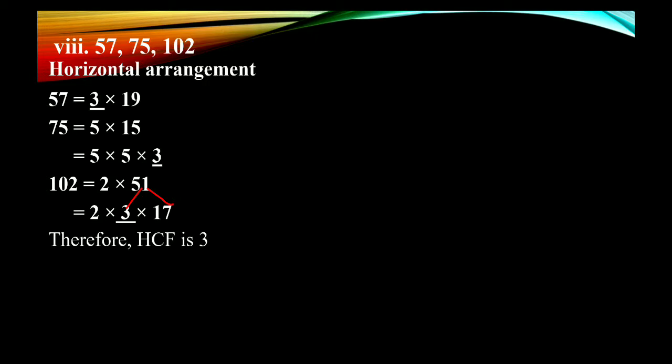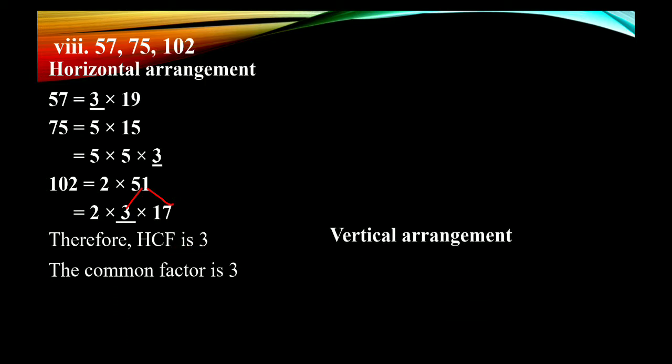So what is our common factor here? 3, 3, 3. Therefore HCF is what, children? 3. This is the horizontal arrangement.